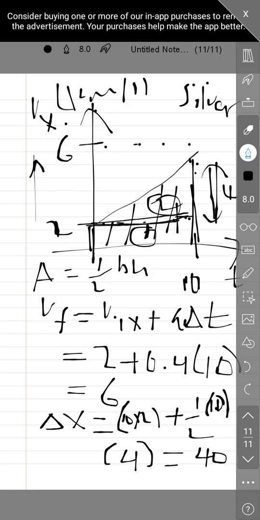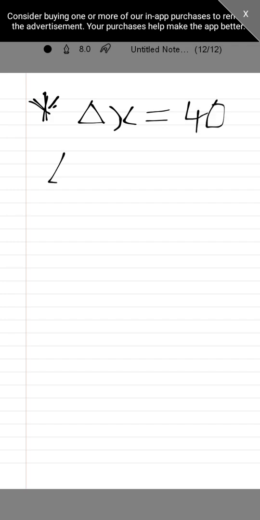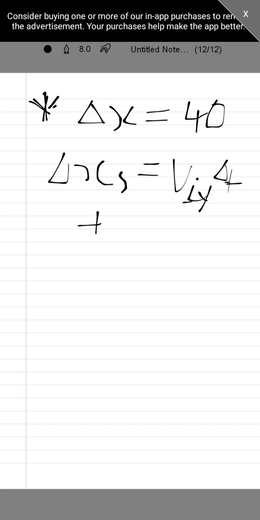And then you can also verify that the displacement which you calculated using the area under the graph is 40 by using this equation: vi times change in t plus half a change in time squared, where a is the acceleration for the silver rocket. When you substitute here, you'll also get 40.